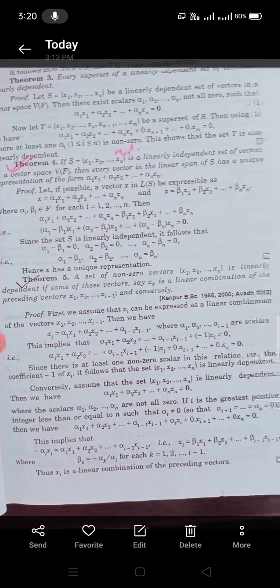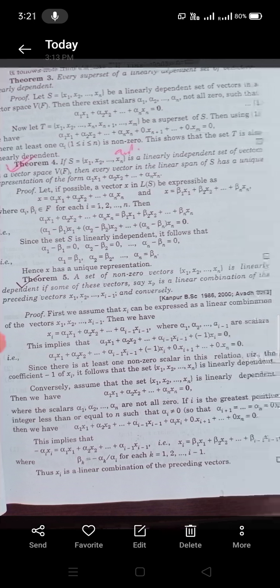Now we see a theorem. If S = {x1, x2, x3 and so on xn} is a linearly independent set of vectors in a vector space V(F), then every vector in the linear span of S has a unique representation of the form α1x1 + α2x2 + and so on + αnxn.